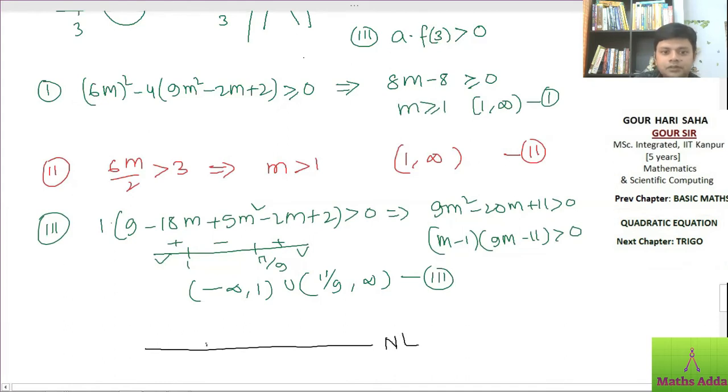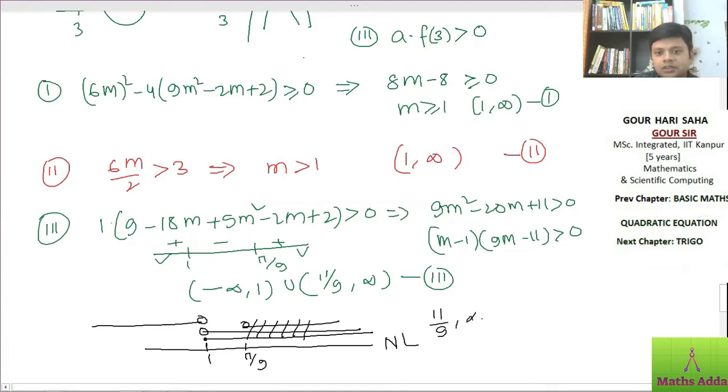Then first is from 1 to infinity, 1 included. Second is 1 to infinity, 1 excluded. Third is less than 1 and more than 11 by 9. So this is common. The answer is 11 by 9 to infinity, 11 by 9 open, infinity open. This is your final answer.